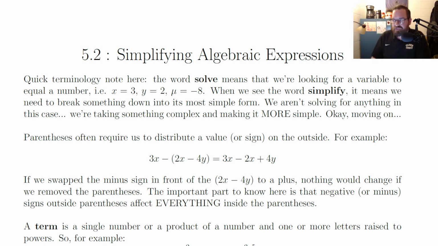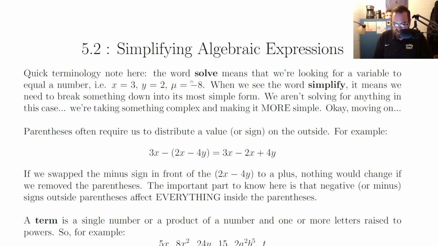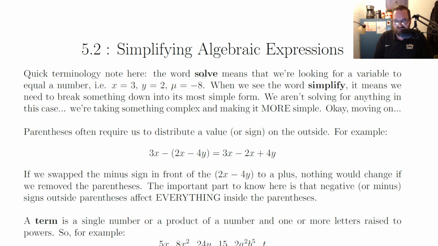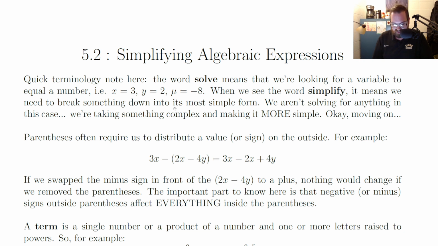A couple of things that are important to know: a lot of times in math, terminology is very, very specific. The way that we define certain words, they all mean something very specific. There are two words here that I want to talk about. The first is the word solve, okay? When you see the word solve, you're looking for a variable to equal a number. Remember, a variable is just a letter that can represent an unknown quantity. So when we're solving, we're looking for a solution, okay?